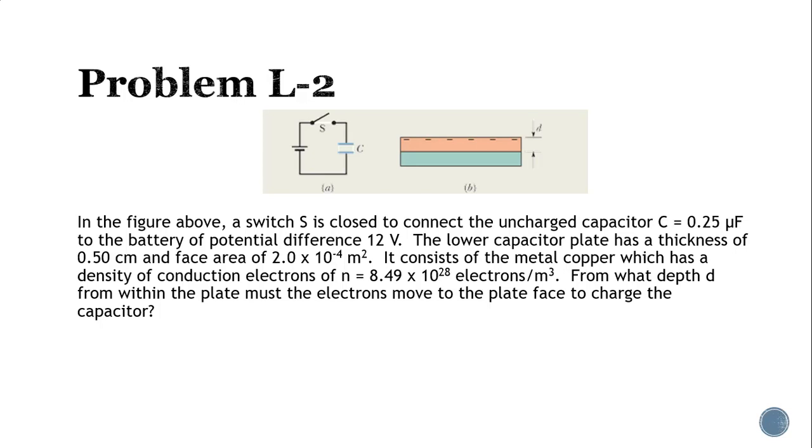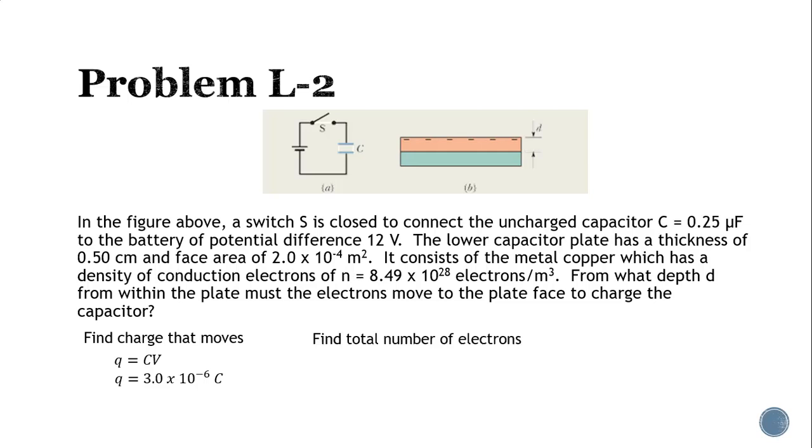So normally what we would think of here is that this bottom plate, this side becomes the negatively charged side, and how that actually works is that positive charges get pulled this way on the bottom plate and negative charges get pushed the other way. So let's first figure out how much charge needs to move in order to fully charge the capacitor. If we do Q equals C times V, we find that 3 times 10 to the negative 6 coulombs needs to move.